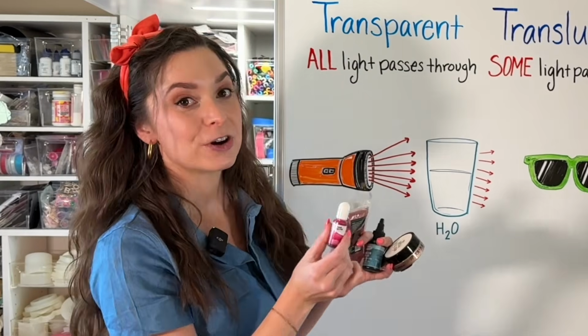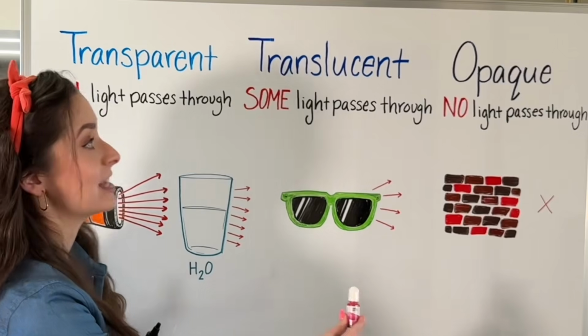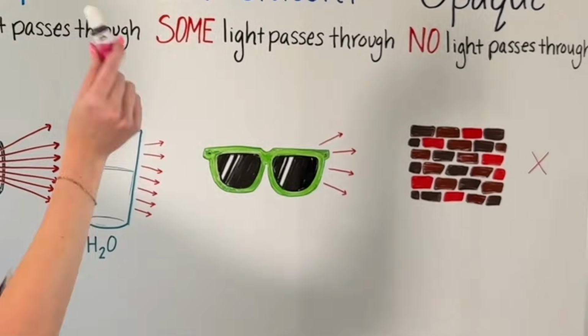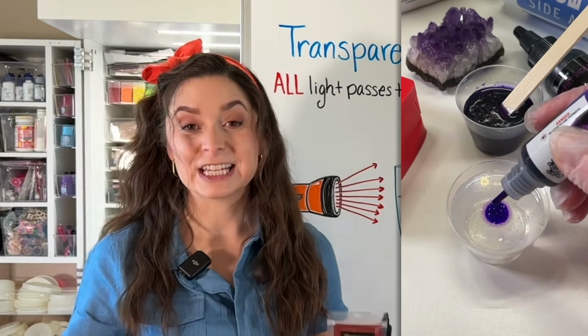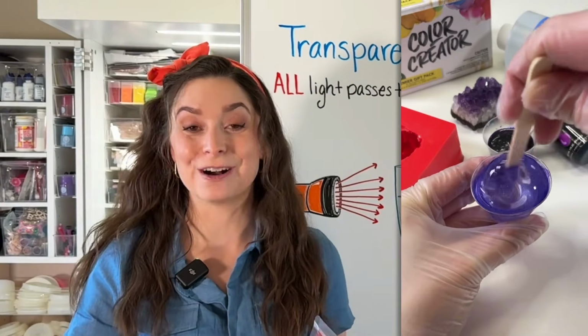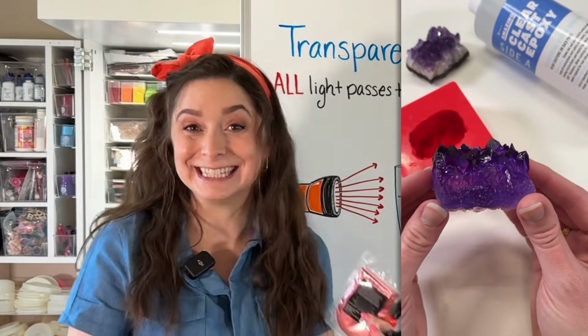So let's get going. First, we're going to talk about alcohol ink. Do you have a guess if this is translucent or opaque? If you guessed translucent, you are correct. So alcohol ink is probably going to be the lightest out of our colorants that we're going to talk about today. You can think about it more as a tint.